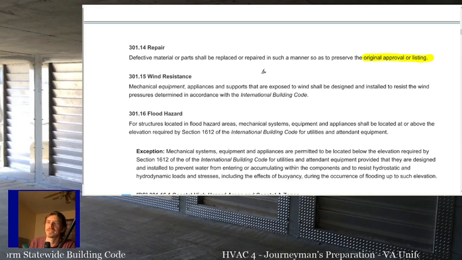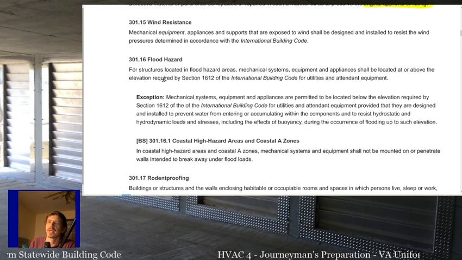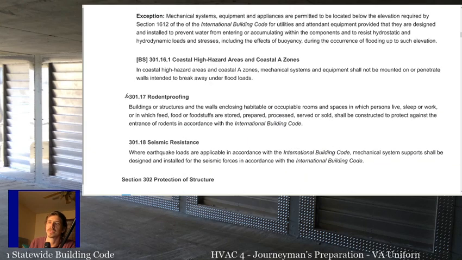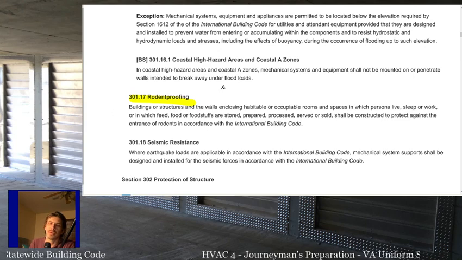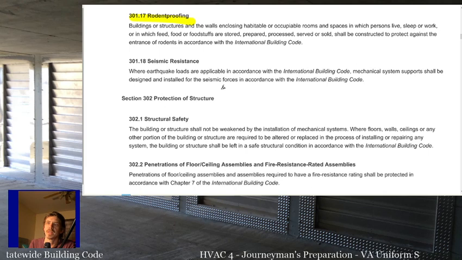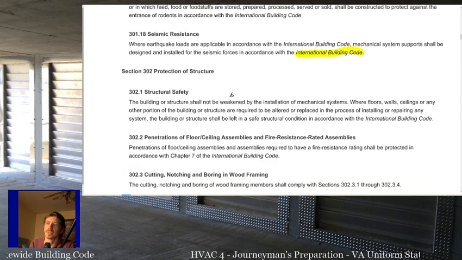For wind resistance, the mechanical appliances and supports have to be installed to resist the wind. In flood hazard areas, the components need to be protected from flooding so that water doesn't enter or accumulate in parts. Buildings and structures have to be rodent proofed, so you've got to seal all your openings and caulk all your joints. That's what makes it so they can fail you if you don't caulk where your line set goes outside or something like that. And where earthquake loads are applicable, you have to have mechanical system supports designed and installed for the seismic forces in accordance with the International Building Code.